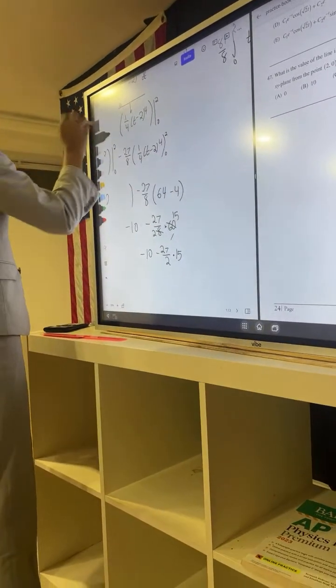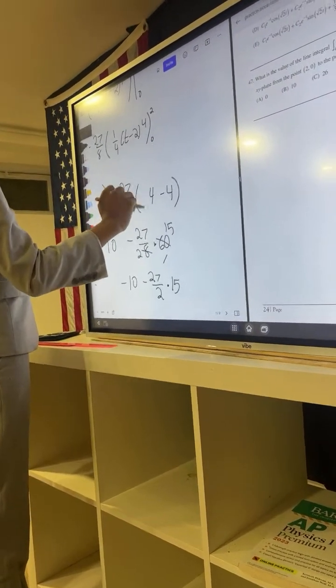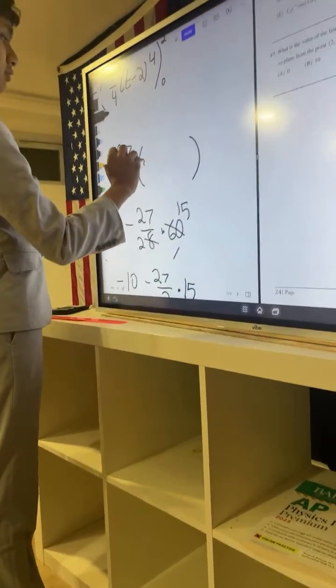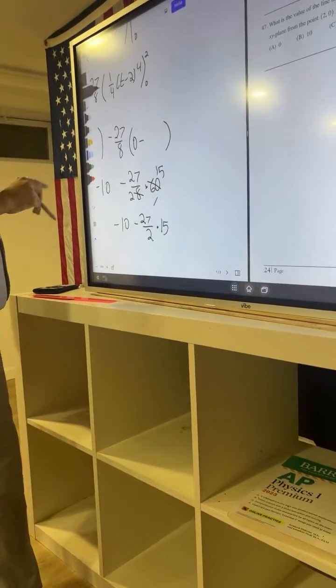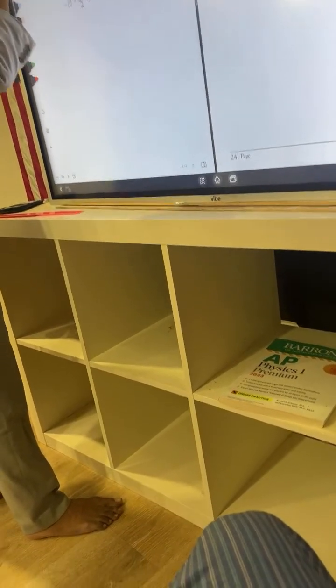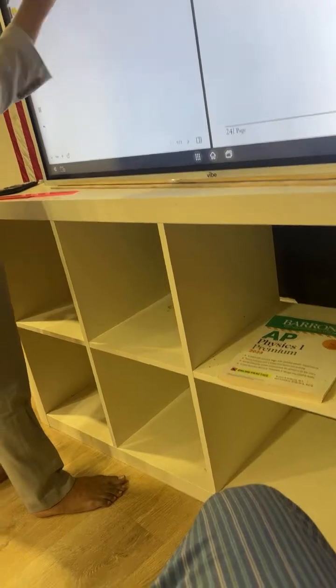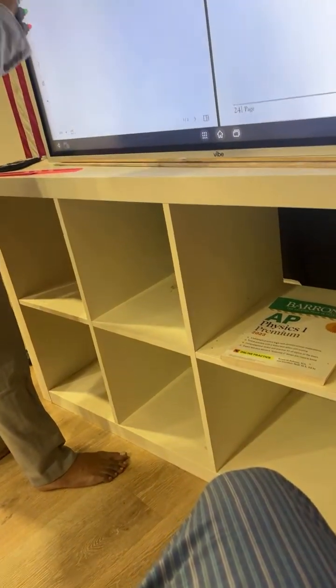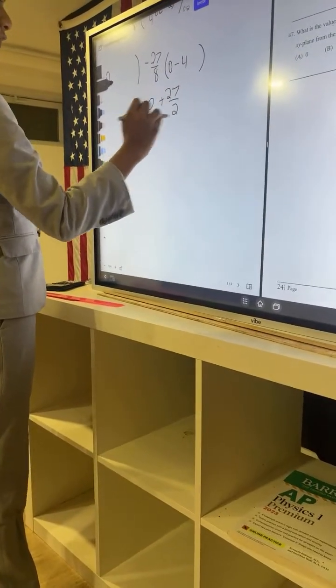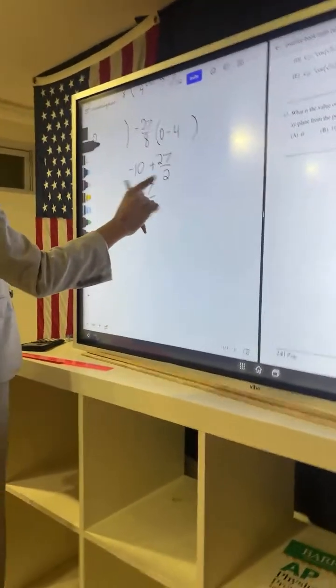So now you plug in 2 here, and you get, well, 0. And you plug in 0 here, and you get 4. So that means that what you actually should get is negative 10 plus 27 over 2, which is equal to 7 halves.